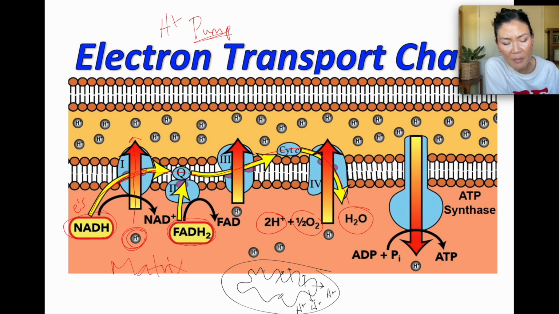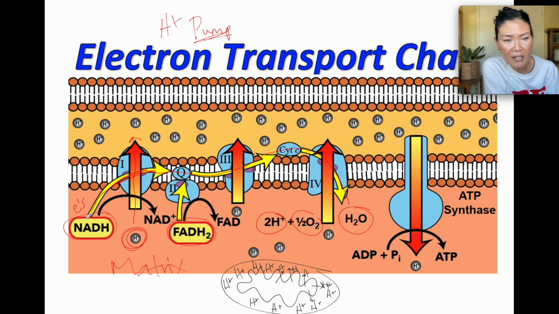So you guys, there's gonna be a buildup, all right? There's gonna be a buildup of protons in the inner membrane space. There's going to be a concentration gradient. Remember that term? Concentration gradient. Meaning there's a lot of something. There's a lot of solute on one side of the membrane. Okay? So we've got a high concentration gradient of protons in the inner membrane space.